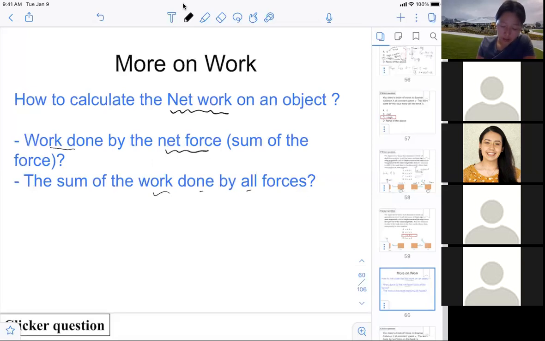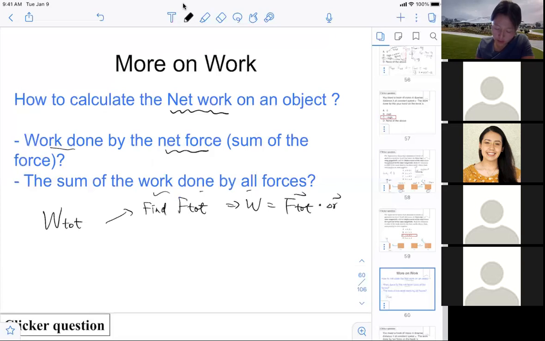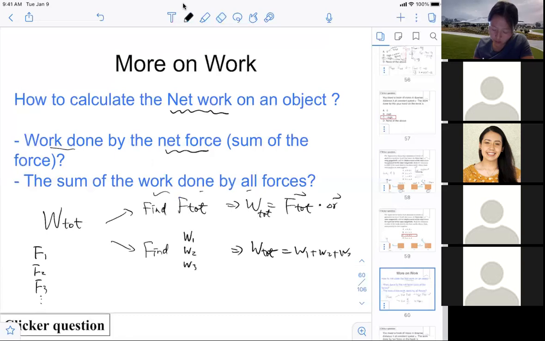Oh no, sorry. This question is asking if you want to calculate the total work, you have two approaches. One is to find the total force first, and then take the total force dotted with displacement. Another approach is to find each individual work. So let's say you have F1, F2, F3, all of these forces. Find work 1, work 2, work 3 first, and do the net work by adding up all the individual work. So this is what I mean by two different approaches.